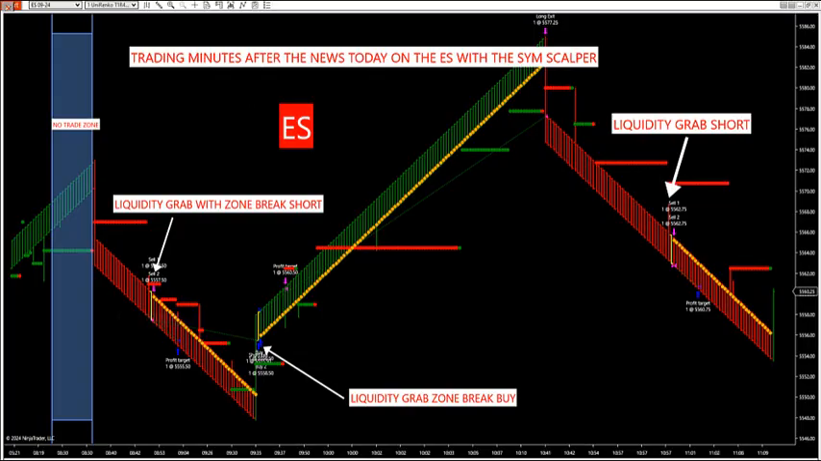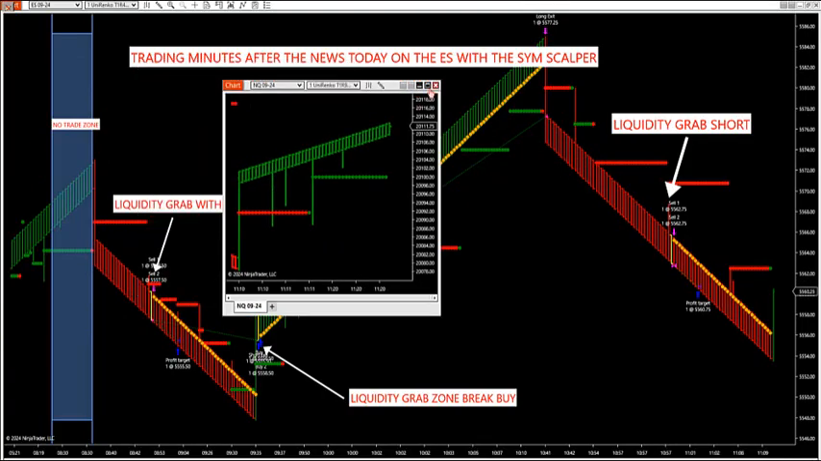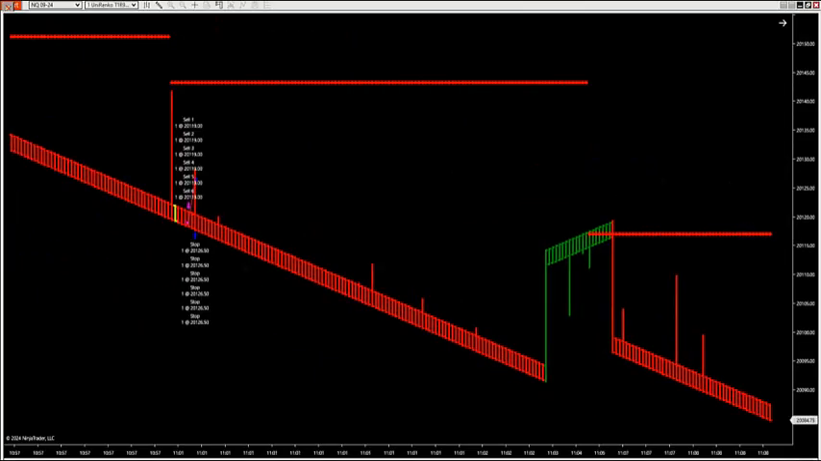Let's look at other markets, how we did this morning on other markets. Let's look at the NASDAQ. The NASDAQ did not disappoint.